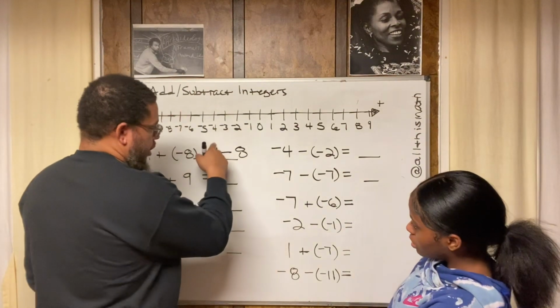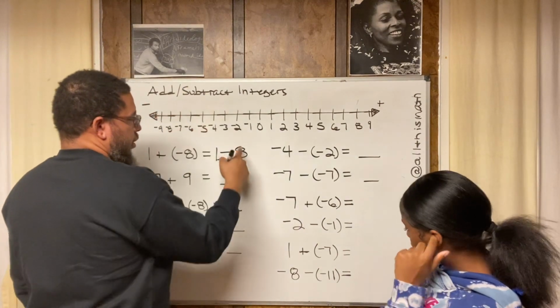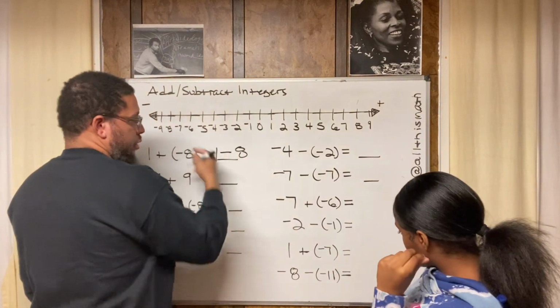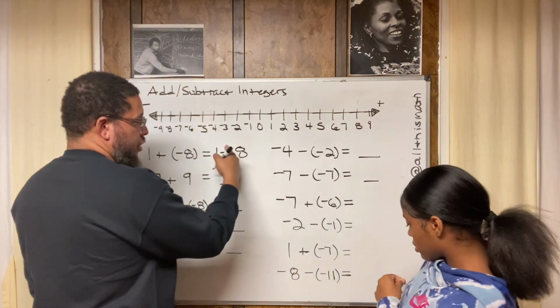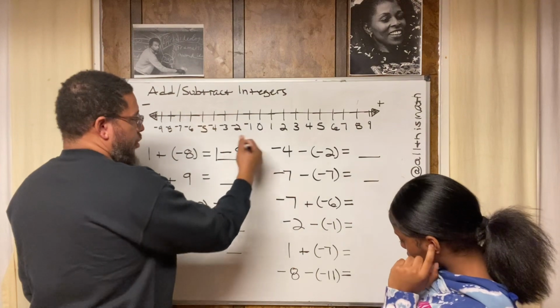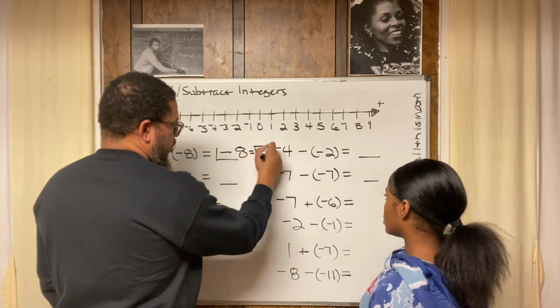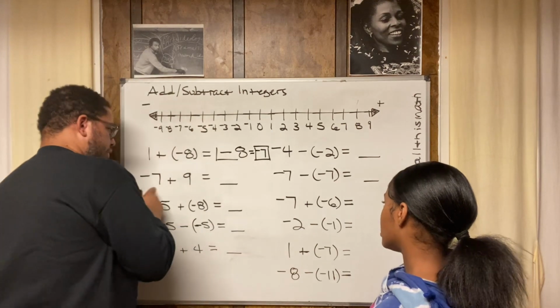You start at this number, +1. The minus sign means you move to the left. The 8 means you move 8 spaces. You start at 1, you move to the left because of the minus sign, and you move 8 spaces because there's an 8 right here. Where do you end up? -7, correct.